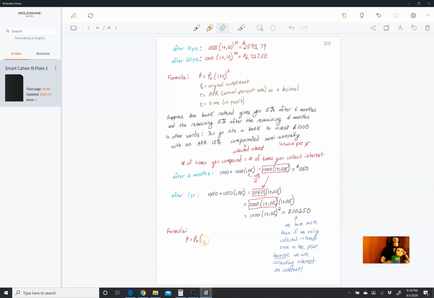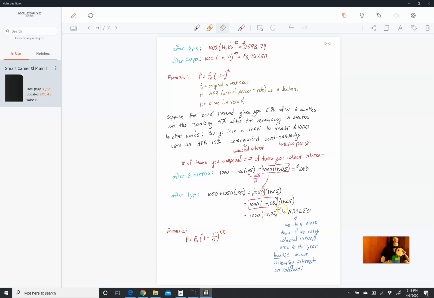So we have P0, and then instead of 1 plus R, every time that we do this, we're doing 1 plus R, and we're dividing by the number of times that we compound. So if we're compounding twice, then we're gonna take our APR and we're gonna divide by 2. If we're compounding 4 times, we're going to take our APR and we're going to divide by 4. If we're compounding 10 times, we're going to divide our APR by 10, okay? And then instead of just multiplying by T, we're going to actually take T and we're going to multiply it by N. So our exponent isn't just T, it's NT, okay?